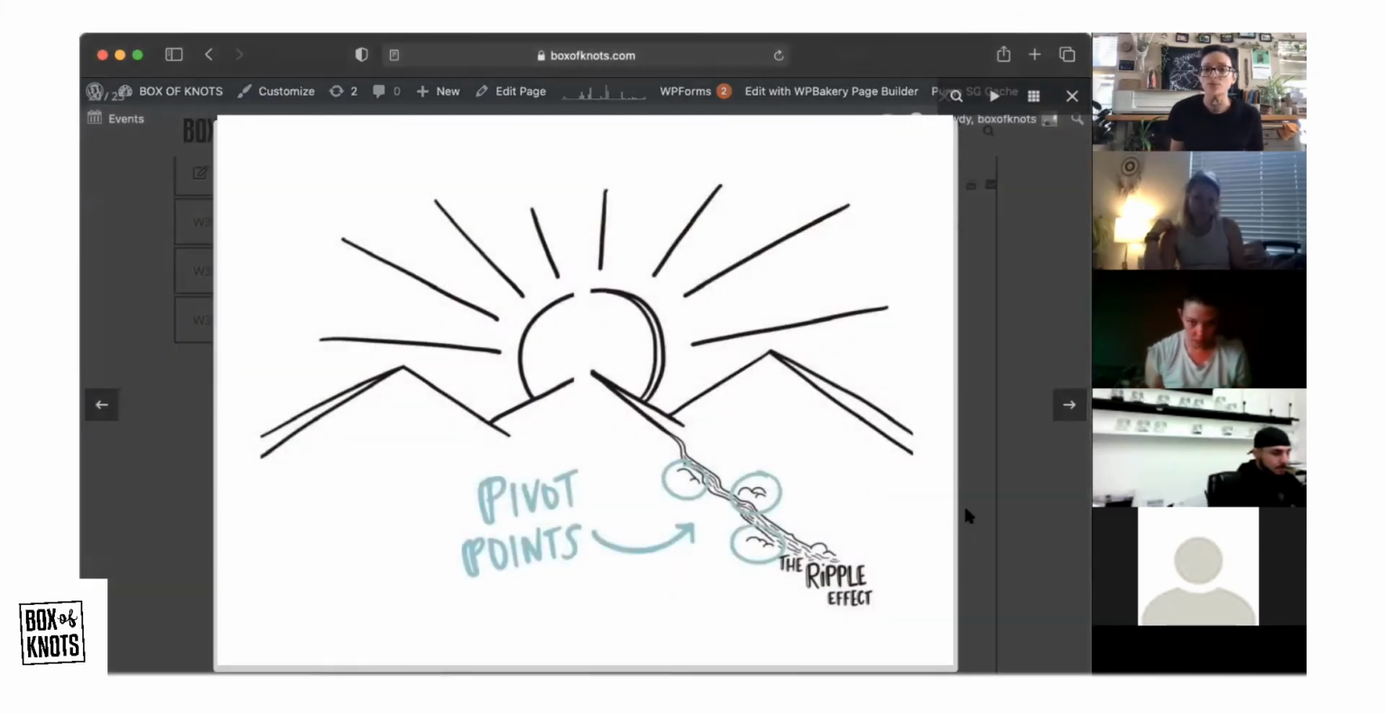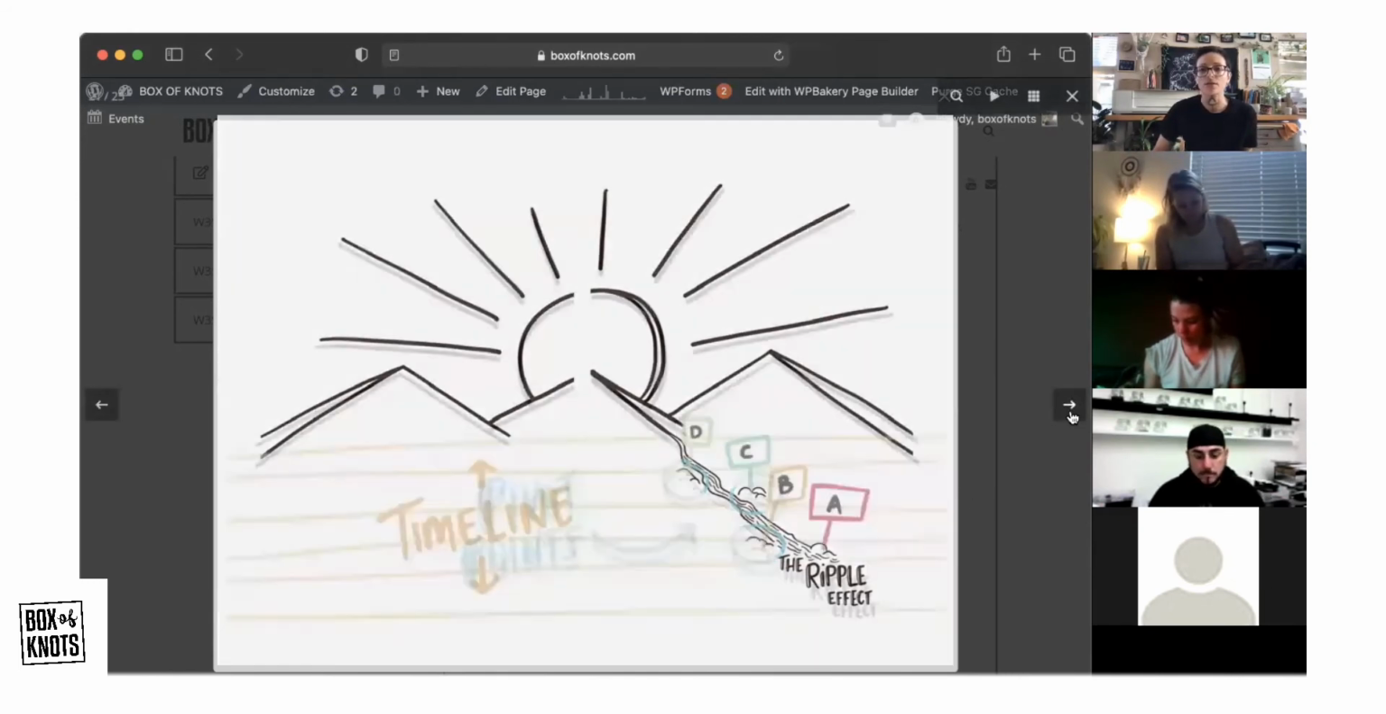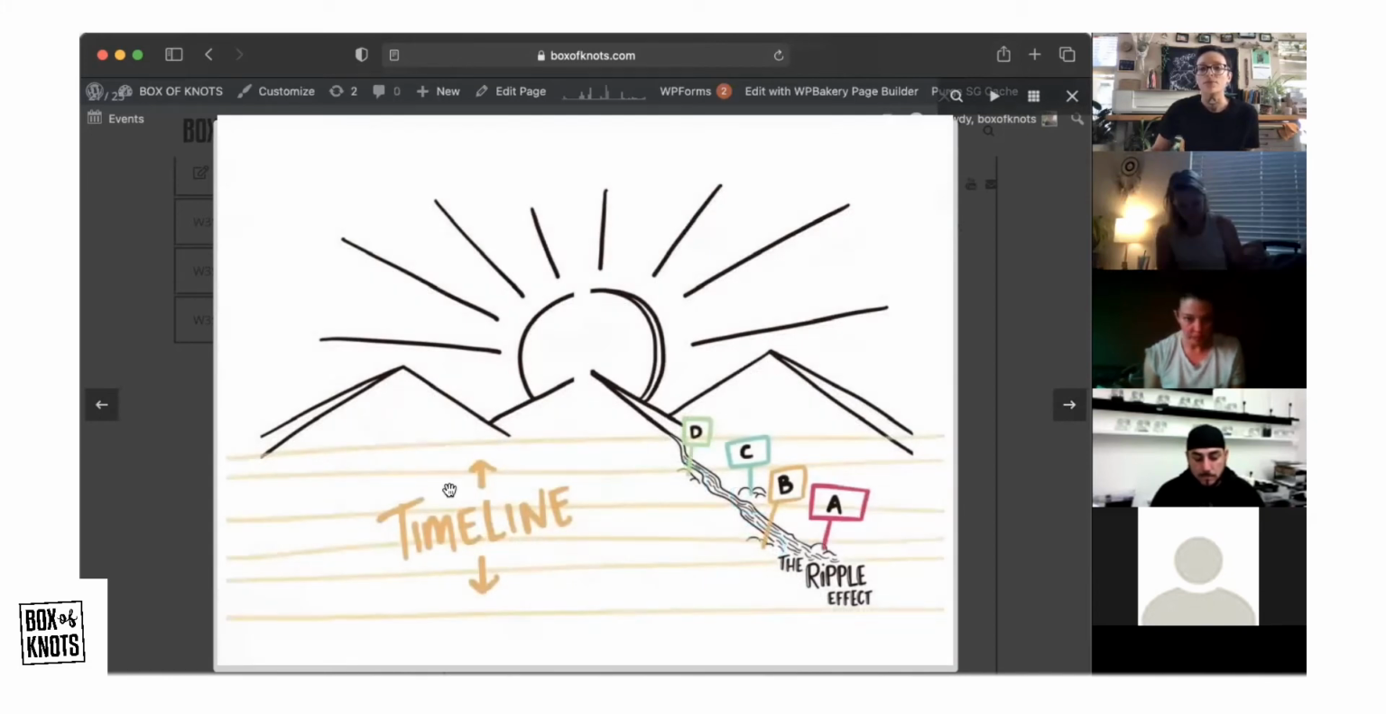The first step for this would be to name your pivot points. We call these your boulders, things that just hit you. It could be a car accident, or someone died in your life, or some big event. These are what we call the boulders or the pivot points. And then the next step from there is the timeline.